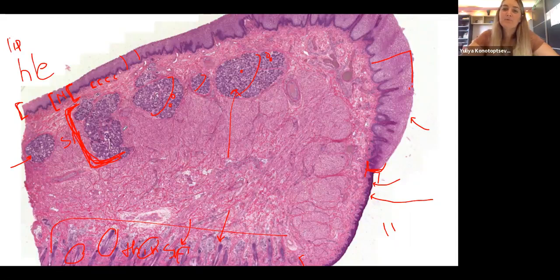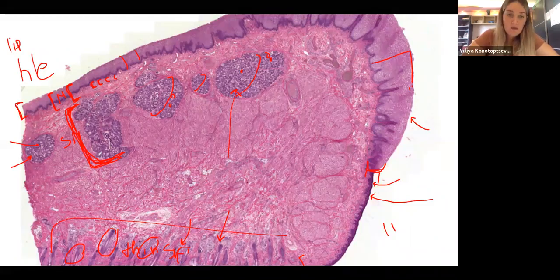They're in the lip. They're inside the lip. Okay, so these are going to be labial, because labia in Latin means lip. So these salivary glands are known as the labial salivary glands.